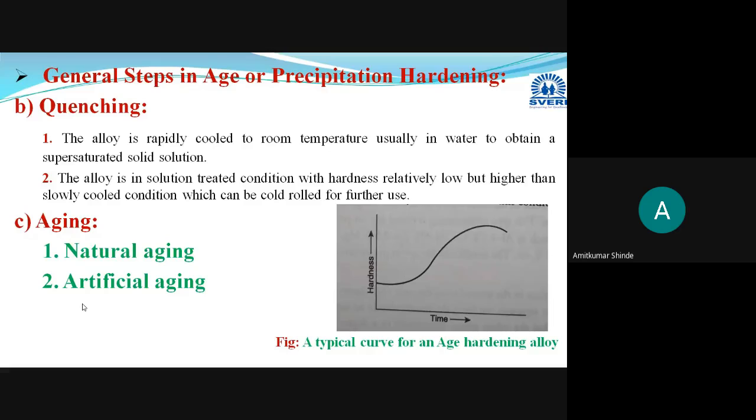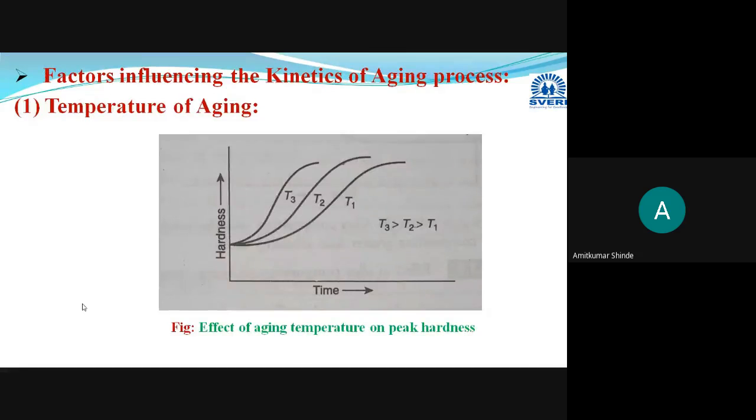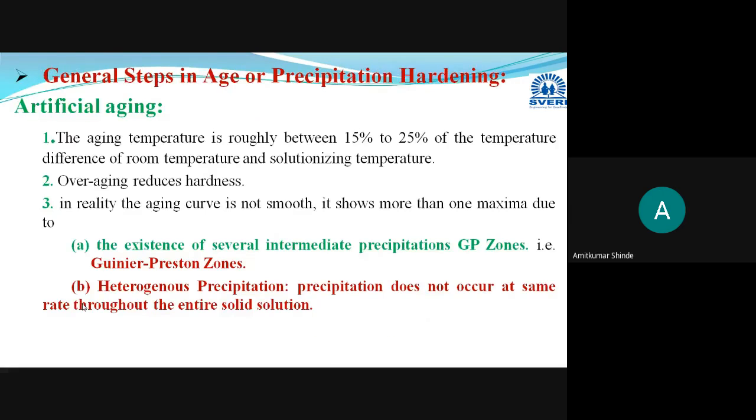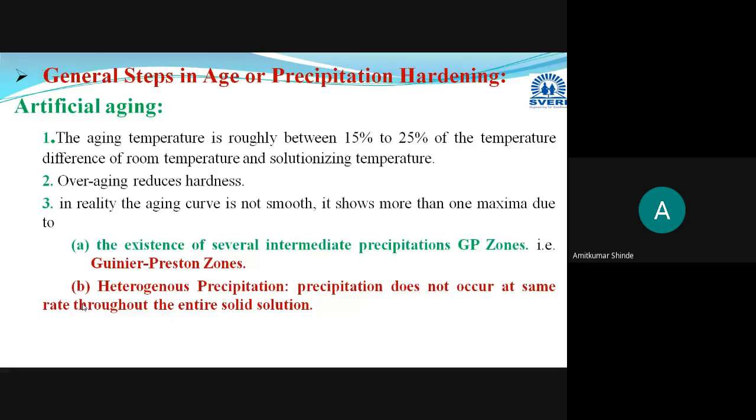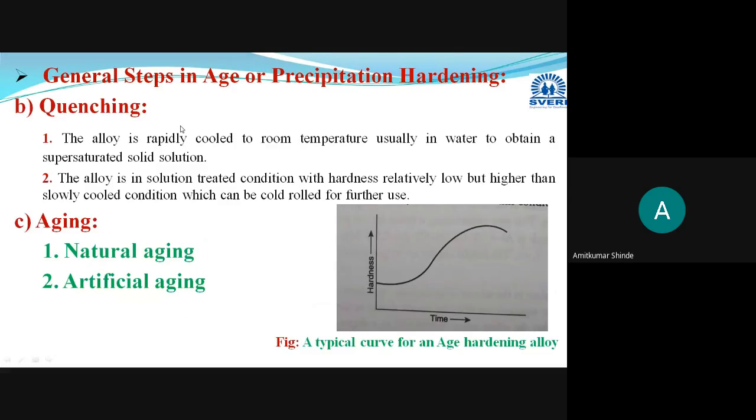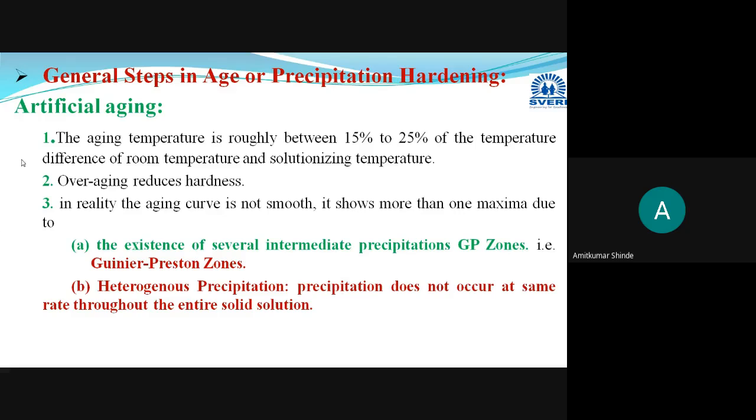And after this, the next point is some factors which will influence the kinetics of the aging process. Some factors are there. Before starting these factors, we will see this artificial aging. I have told you, and here I have highlighted, that artificial aging will have those three steps. And now in that particular artificial aging, how to select the temperature.